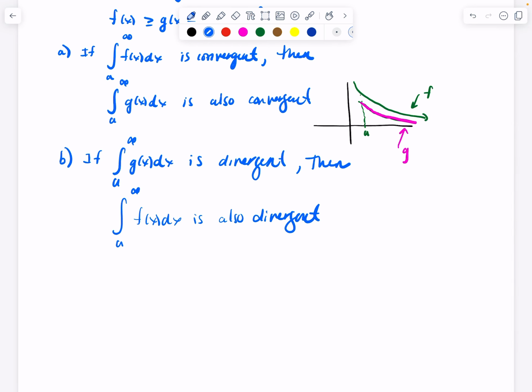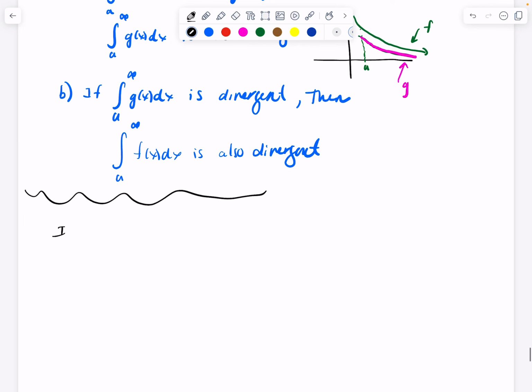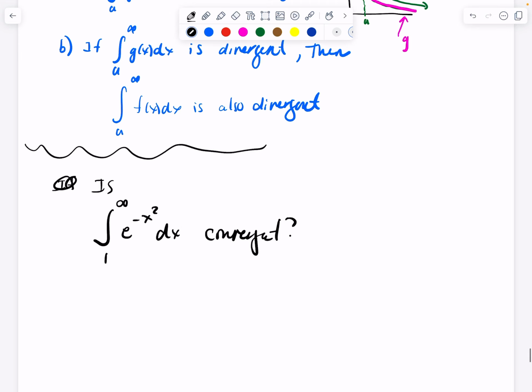All right, so let's see why this might be of use to us. If I asked you, is the integral from 1 to infinity of e to the negative x squared dx convergent or divergent? Well, we would do what we've been doing. We would say, okay, let's consider the limit as t goes to infinity of the integral from 1 to t of e to the negative x squared dx.